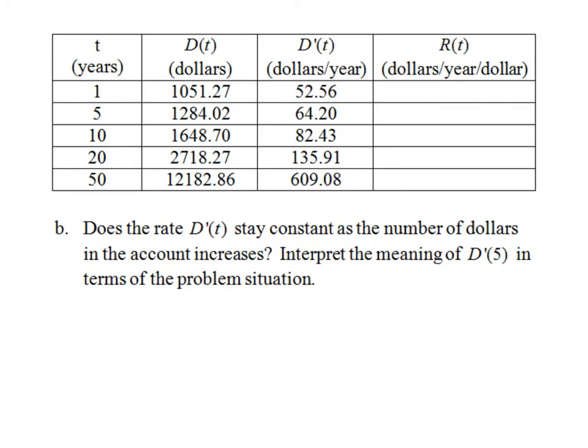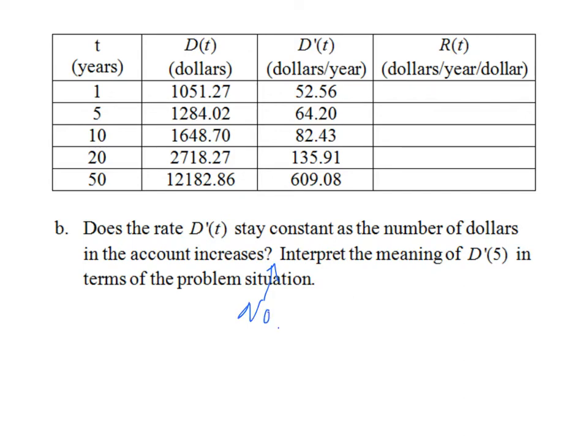All right, so just looking at these numbers here, we've got d of t and we've got d prime of t. Let's just answer this basic question here. Does the rate d prime of t stay constant as the number of dollars in the account increases? So as we see the dollars go up, is the d prime of t rate staying constant? I think pretty quickly we can say not only no, but heck no, right? It certainly is getting bigger and bigger as the number of dollars increases. Now I'll write a little no here for that question.